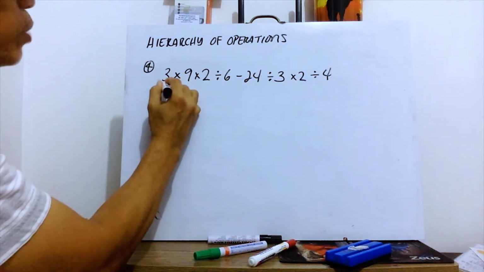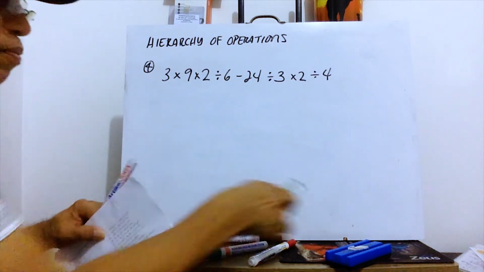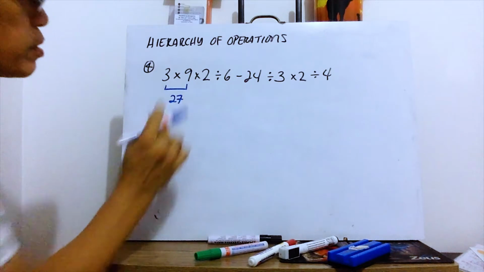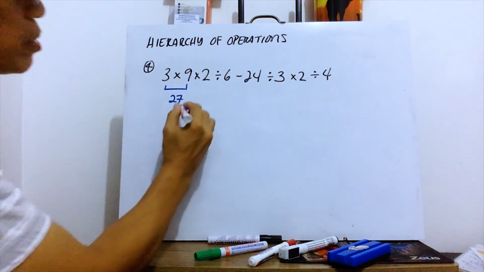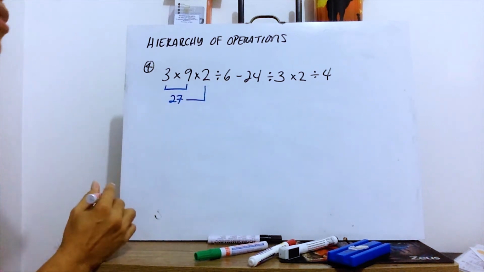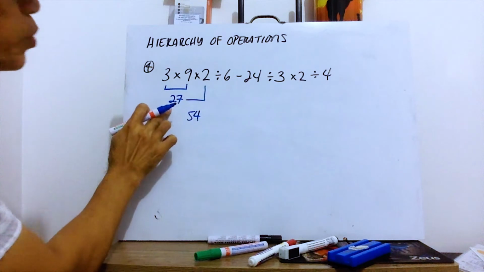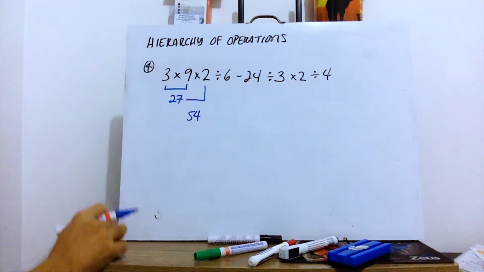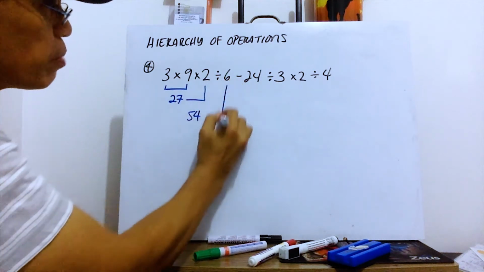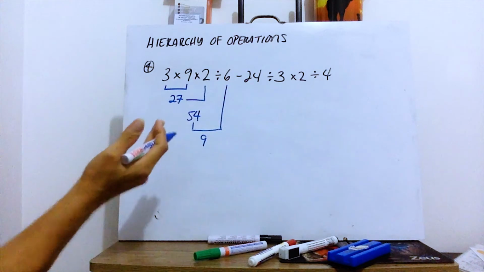Okay, maybe we can start with this. Let's do it slowly. Now this one is 27. And this one, that's 54. Right? 27 times 2, 54. And then let's follow it up with 54 divided by 6, 9. You see that?